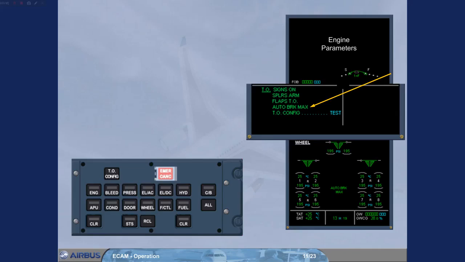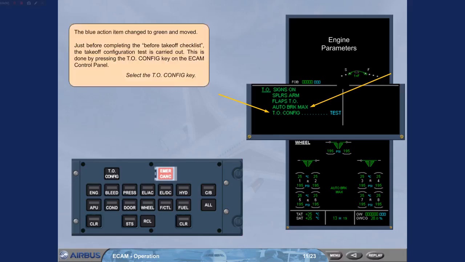Just before completing the before takeoff checklist, the takeoff configuration test is carried out. This is done by pressing the takeoff configuration key on the Ecam control panel. Select the takeoff configuration key.